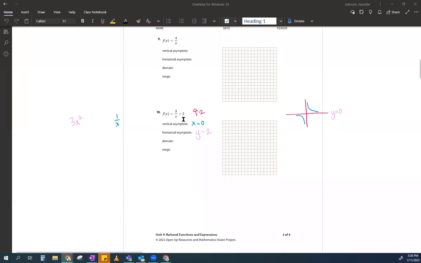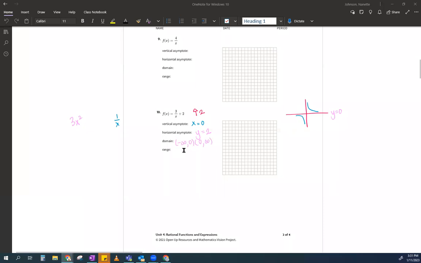Neither the 3 nor the plus 2 affects my domain. So my domain before, we wrote it like this. We said negative infinity, 0, 0, infinity, right? Oh, I'm running out of space because I wrote so big. Sorry, hold on. It doesn't affect the domain.